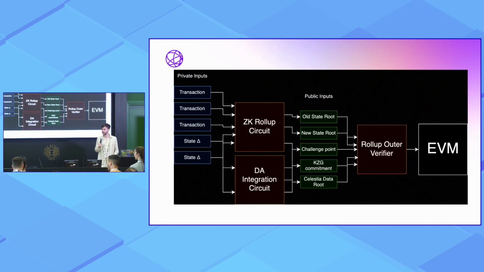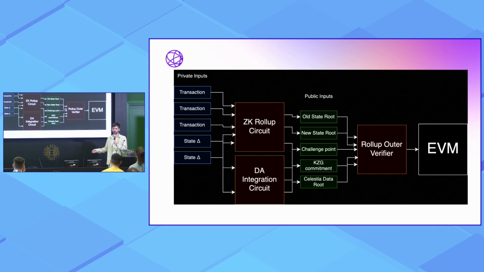Hey, just a quick clarification here. So the ZK rollup circuit is from the rollup itself, and then the other two circuits are Celestia circuits, correct? Oh, yeah, I should have said more about that. So the DA integration circuit is for the Celestia integration. And this one here, the outer verifier, is very abstract and vague. So you could have the integration circuit and the ZK rollup circuit get verified directly by the EVM. And then you would have the EVM verifying two ZK proofs.